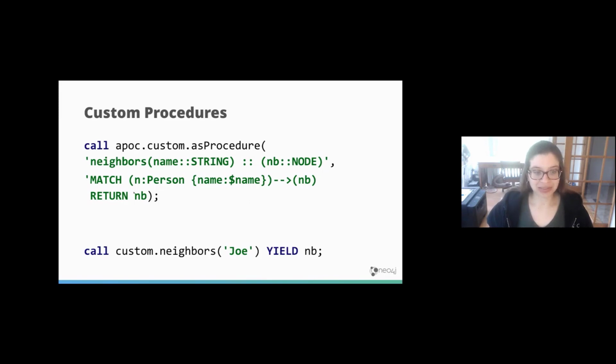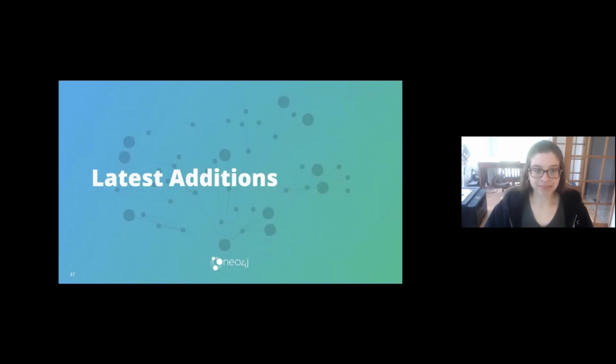We're going to execute this Cipher statement. So it's going to match persons with the name of whatever value we pass into our procedure up here, and it's going to look for another node on the other side, so our neighbor nodes in this case, and return those neighbor nodes. So when we actually make the call for our procedure, call custom.neighbors, we're going to pass in a string value of a name, and it's going to pull back that neighbor node, who are all of Joe's neighbors in this case. So lots of cool functionality there. Lots of fun probably to create your own procedures and functions too.